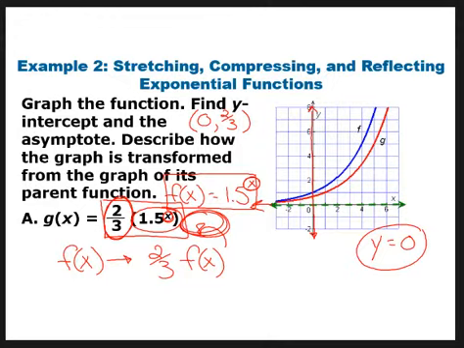Your blue line would be your parent function, the 1.5 raised to the x. The red line there would represent the g of x, or the transformed function. You'll notice how it's a little bit lower than the blue one happens to be.